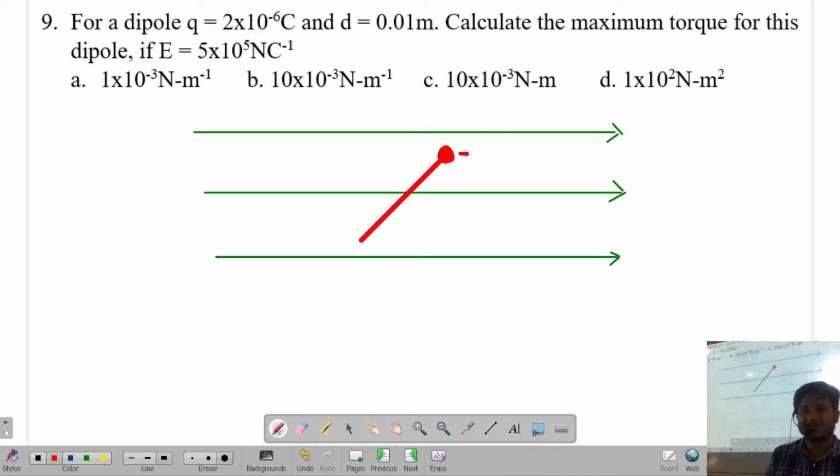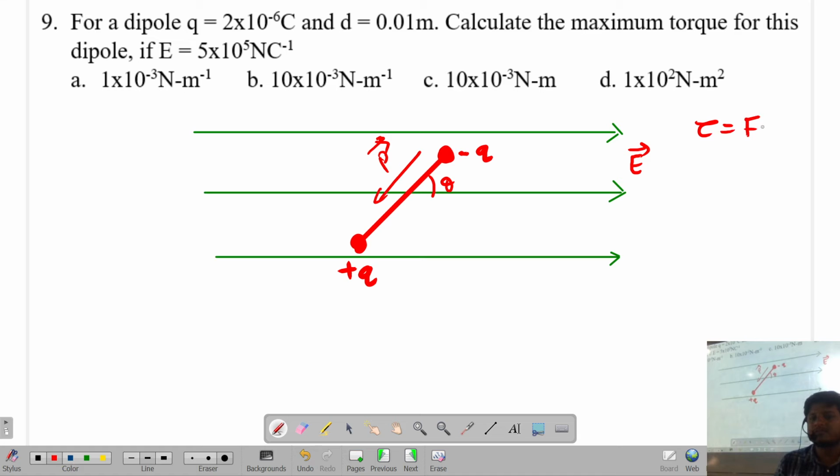Okay. Consider it to be minus q. This is plus q. Got it or not? What is the distance between them? 0.01 meters. Got it or not? And charge is given, that is 2 into 10 to the power of minus 6. Got it or not? Now look over here. Is this electric field making some kind of angle theta with the dipole moment? Yes or no? Where is the dipole moment? From negative to positive. And this is the electric field direction or not? Yes or no? Torque is what?